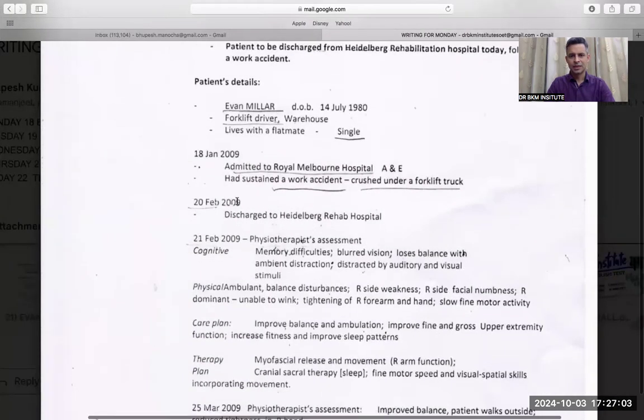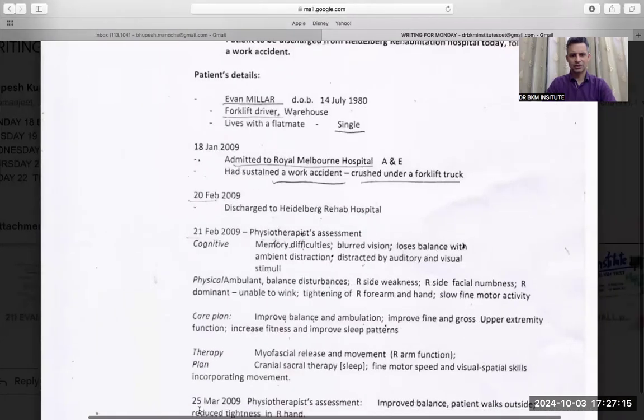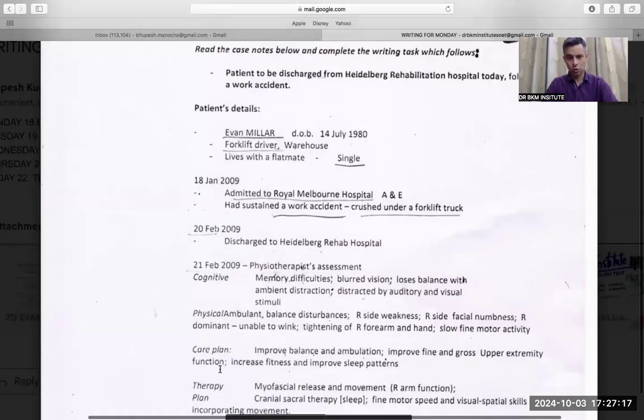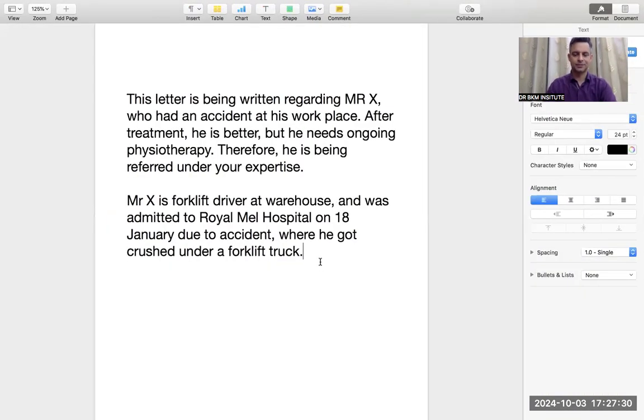Then what happened? There is no date that has been given. I can write on 18 January. Today is 25th March, so that means almost 2 months ago. So make images: 2 महीने पहले एक्सीडेंट हुआ था. There was an accident 2 months ago. That happened. So yeah, discharged to a rehabilitation hospital.